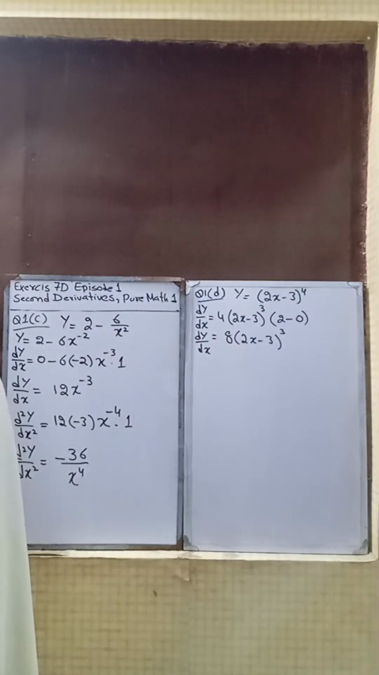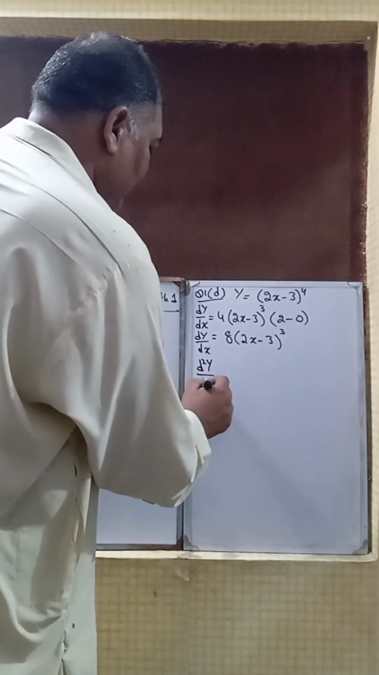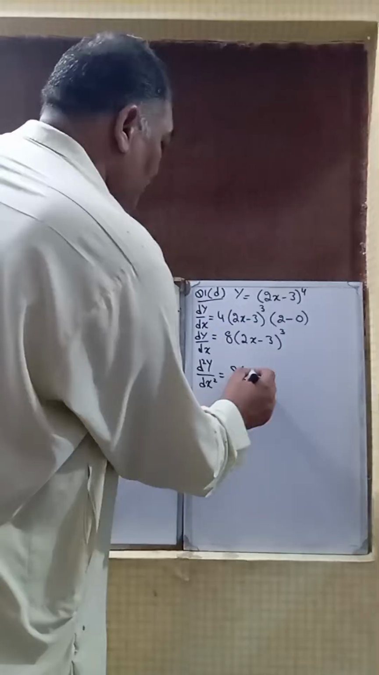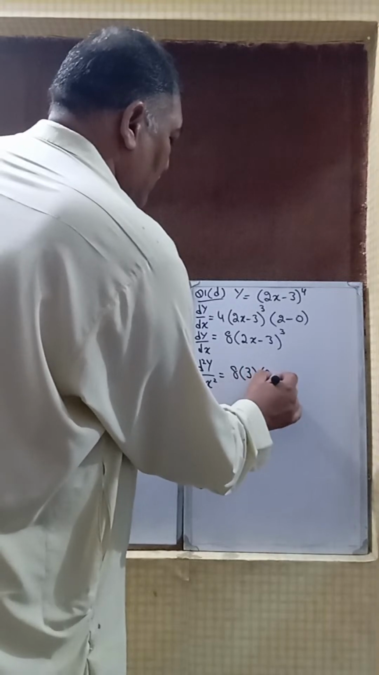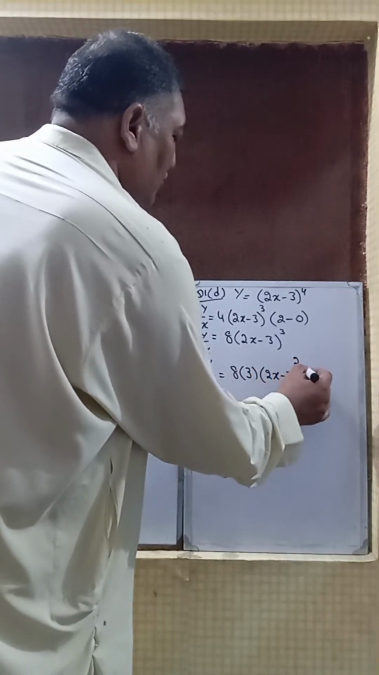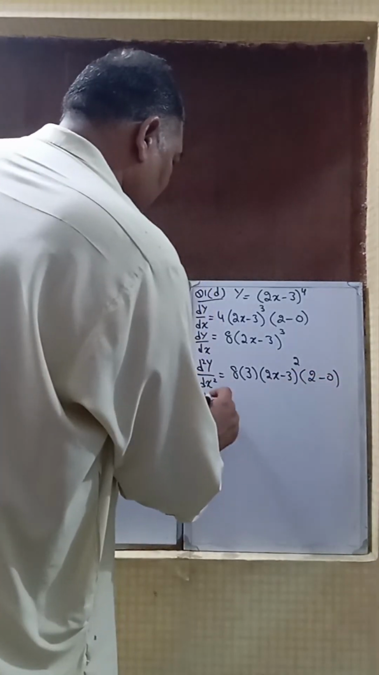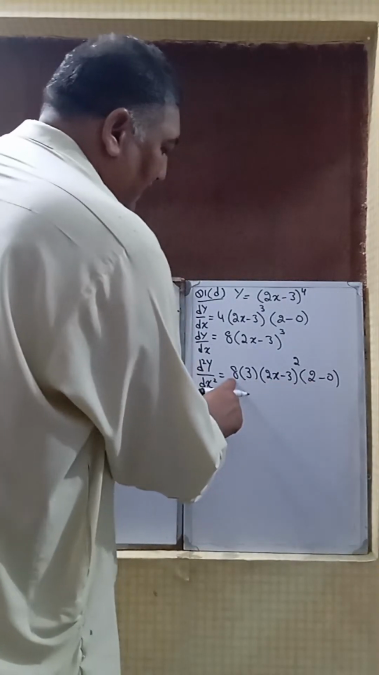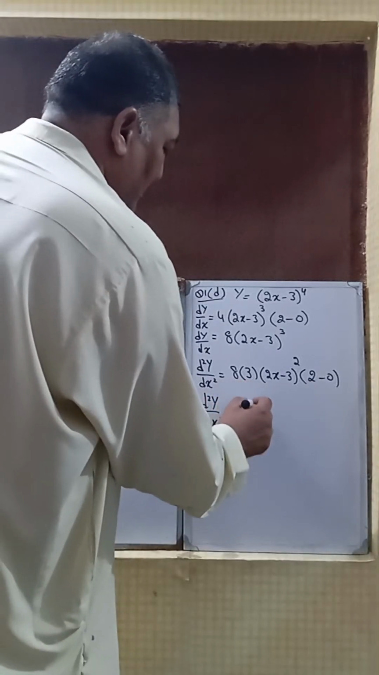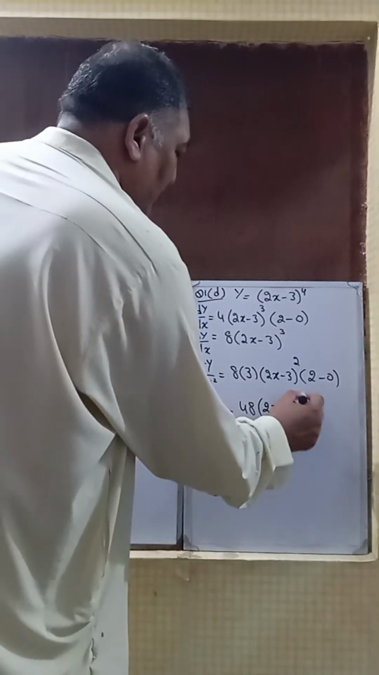Then I will do it again and find the second derivative. So d square y by dx square will be equal to 8 into 3, (2x minus 3) raised to power 2, and then the derivative of the base, that is 2 minus 0. So the second derivative: 2 eights are 16, 16 threes are 48, into (2x minus 3) squared. This is how you find the second derivative.